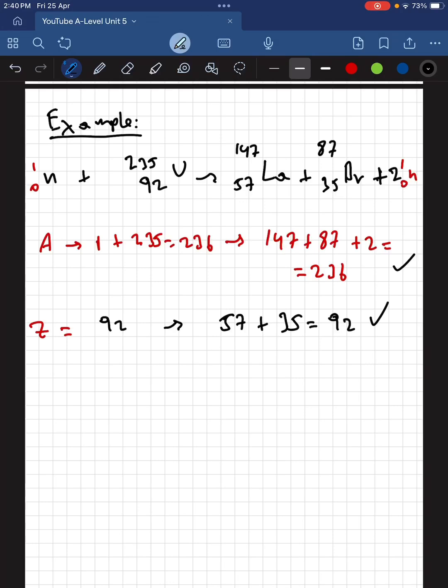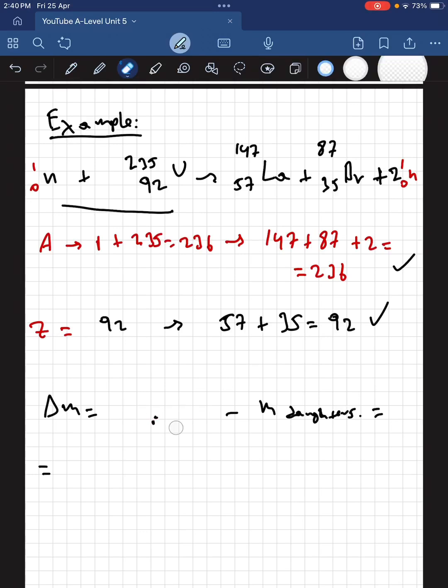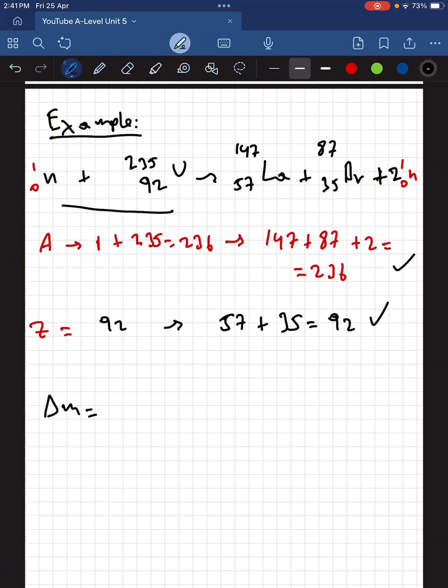Now, how do we find the mass deficit for this reaction? So delta M, again, is the mass of the reactants minus the mass of the products. So mass of the neutron plus mass of uranium-235 minus the mass of the products, which is the mass of the lanthanum minus the mass of bromium minus 2 times the mass of the neutron.